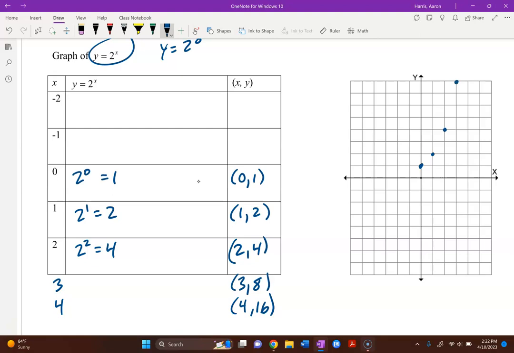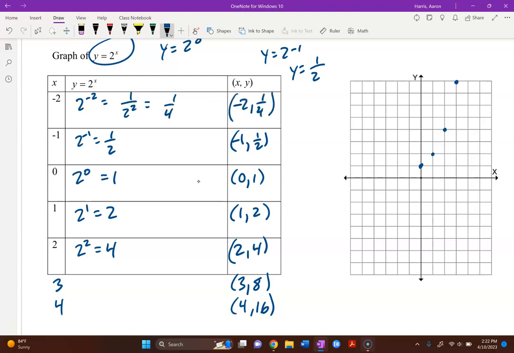Now let's go to the left. So y equals 2 to the negative 1. Well, by definition, 2 to the negative 1 is 1 over 2 to the 1. So we got 1/2. When I plug in negative 2, 2 to the negative 2 is 1 over 2 squared, so 1/4. So negative 1, I'm up 1/2. Negative 2, I'm up 1/4. I could keep going. Negative 3 would be 1/8. Negative 4 would be 1/16.